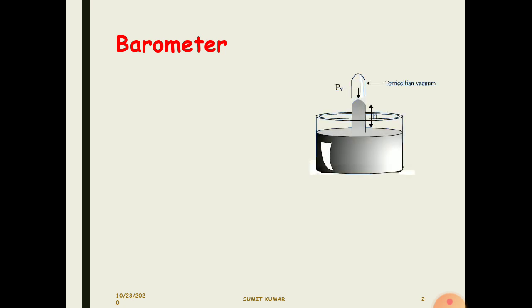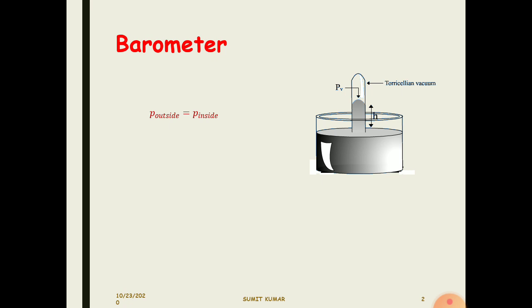When this tube is inverted into the trough, which is also filled with mercury, some mercury from the tube is transferred to the trough and an empty space will form at the top of the tube as shown in this figure. This empty space will be occupied by mercury vapor.